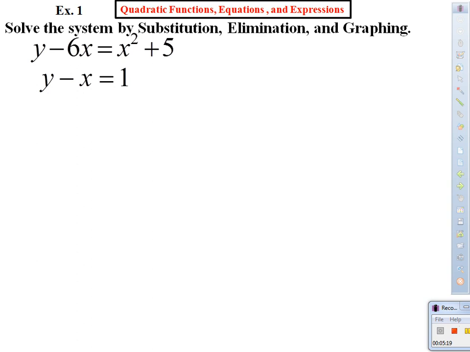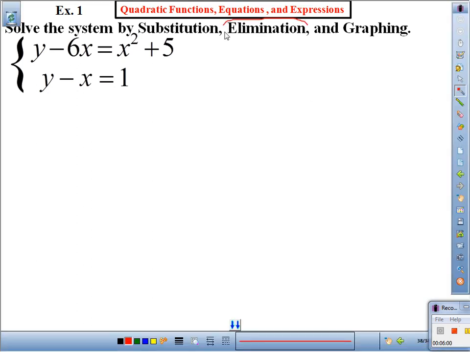All right. It says, solve the system by substitution, elimination, and graphing. All right. So, which method shall we start with? Ethan? Elimination. All right. So, circle elimination. We're going to do that method first. In order for us to start with elimination, both equations need to be in the same form. Tell your neighbor what I just said, please.